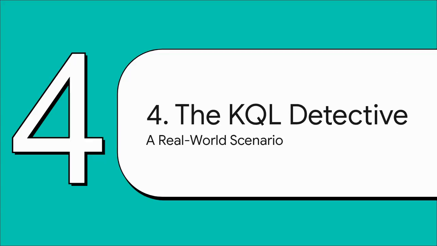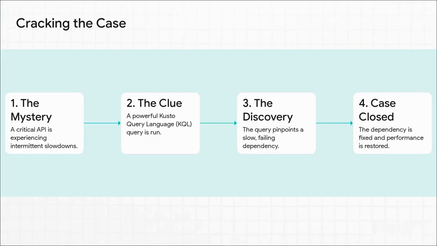All right, theory is great, but let's make this real. Let's say you're a platform engineer. Why does this decision actually matter on a Tuesday afternoon? Let's walk through a quick detective story to see how a good architecture and the right tools can solve a very real-world problem. So, the mystery starts. Users are complaining about random slowdowns in a really important API. Now, because of your great architecture, all the logs are right there in your centralized Log Analytics workspace.